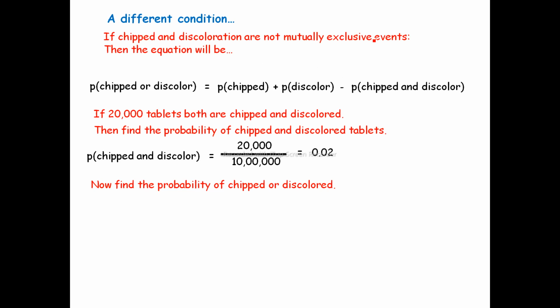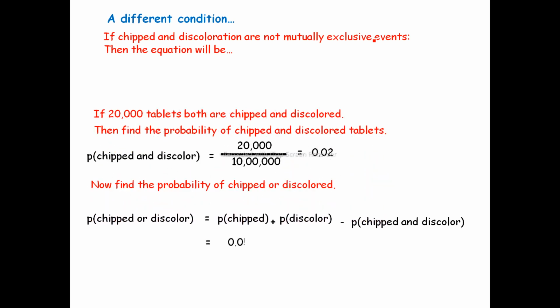Okay. So now find the probability of chipped or discolored. Okay, so you can use this formula. Chipped is 0.05, discolored is 0.04, minus chipped and discolored is 0.02. So you will get the value of 0.07, or you can say 7% of the tablets have the defect of chipped or discolored. Okay, so we have got 7% of tablets which are only chipped and only discolored. We have got 2% of tablets which are chipped as well as discolored. Okay, so 7% are mutually exclusive and 2% are not mutually exclusive.